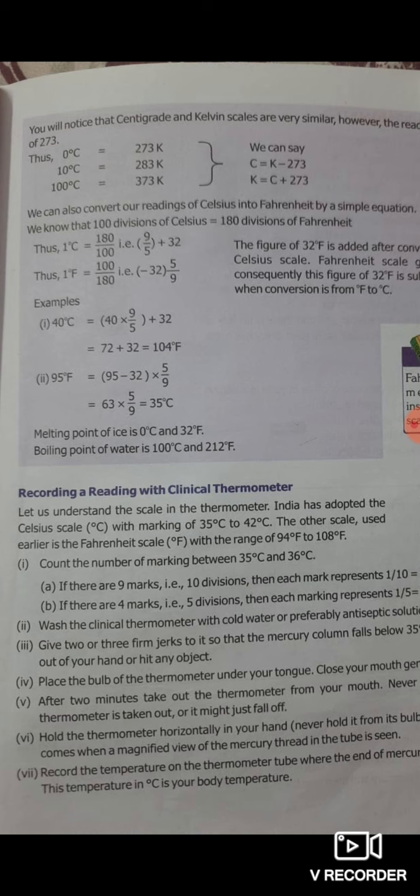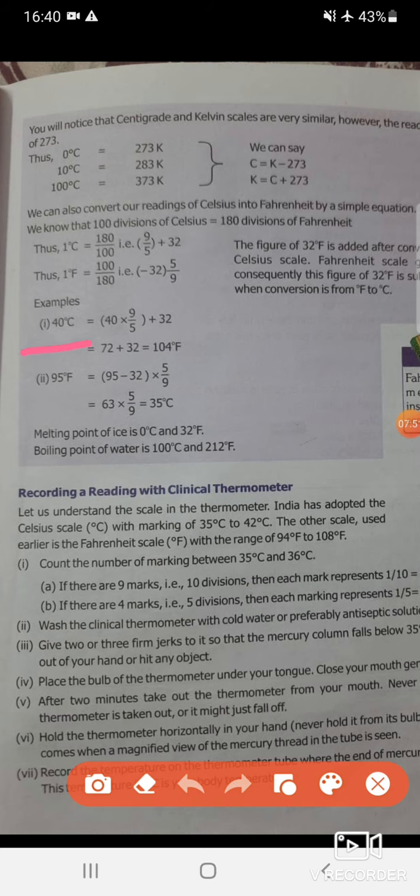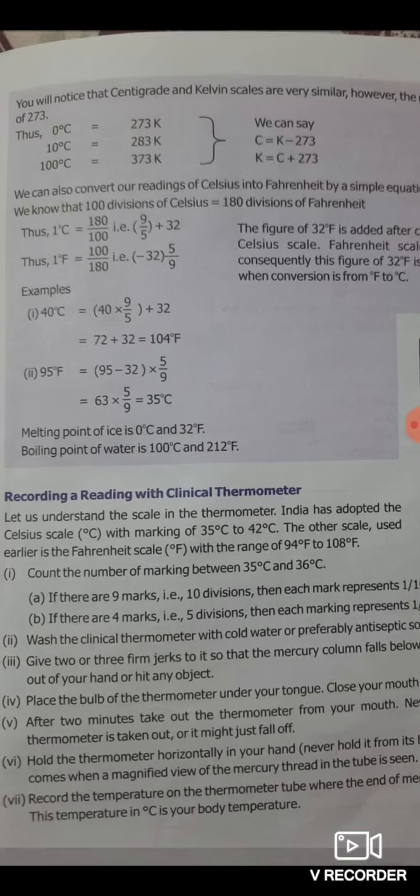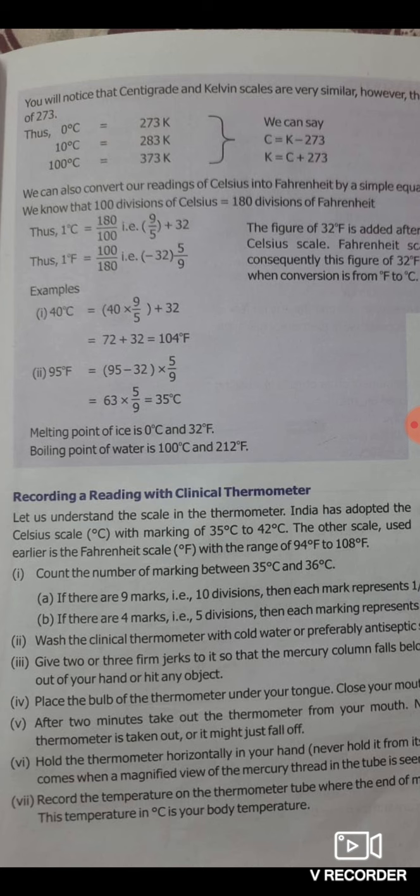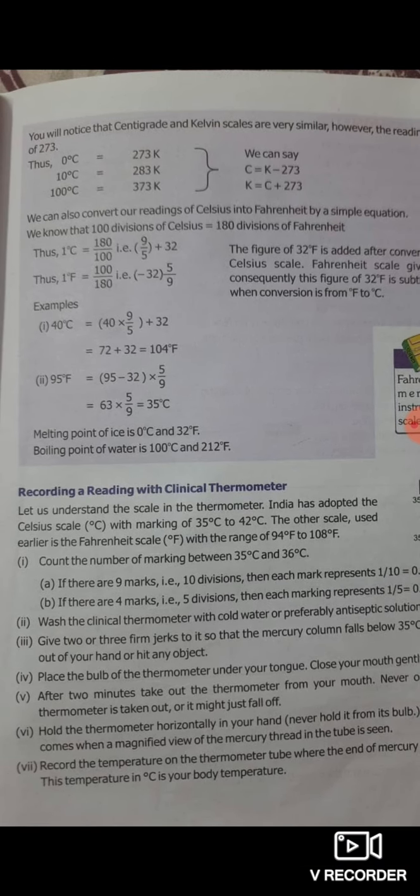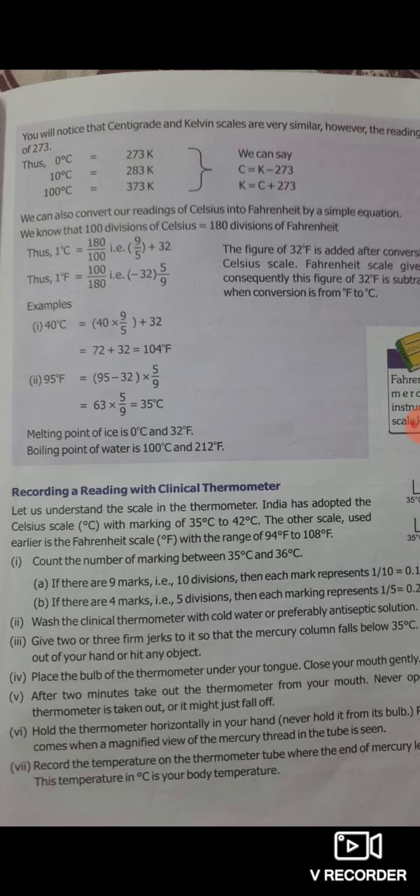Okay, now here you can see the examples are given: this is 40 degree Celsius, how to convert it into Fahrenheit, and this is a Fahrenheit reading, how to convert it into Celsius. Okay, now recording a reading with a clinical thermometer. It's a general experiment you can have at your homes as well. If you have a clinical thermometer, you can do the experiment.